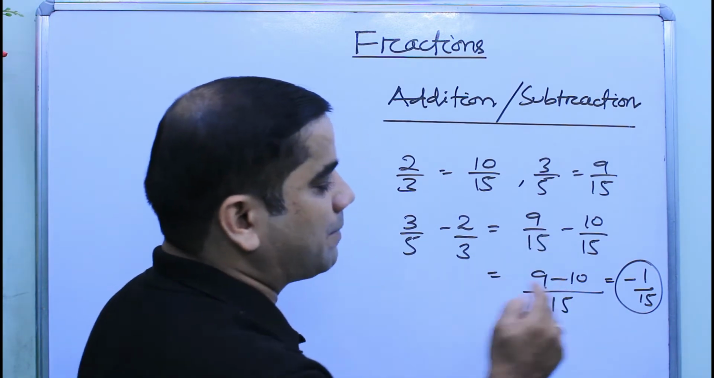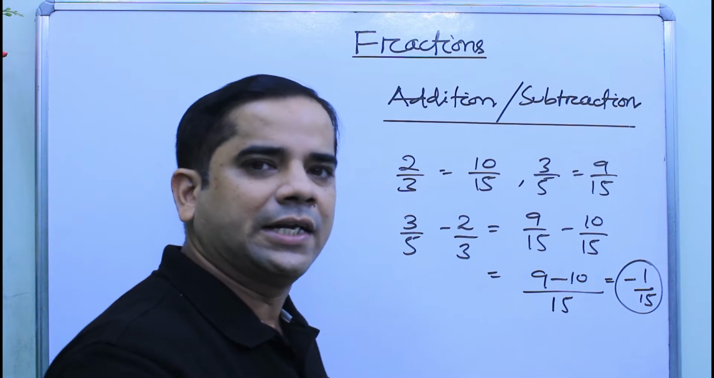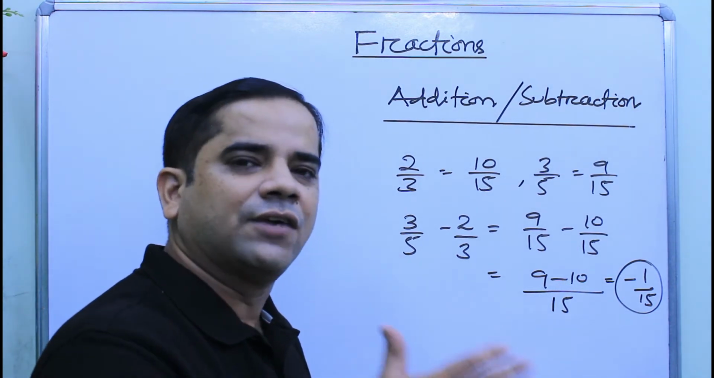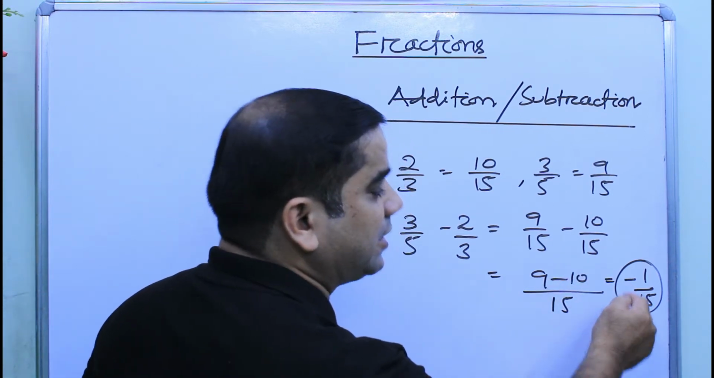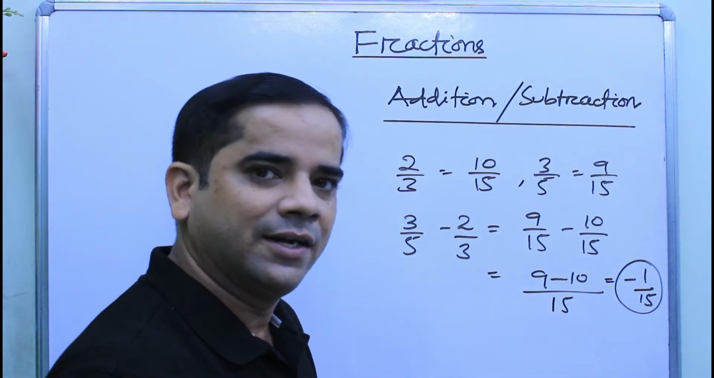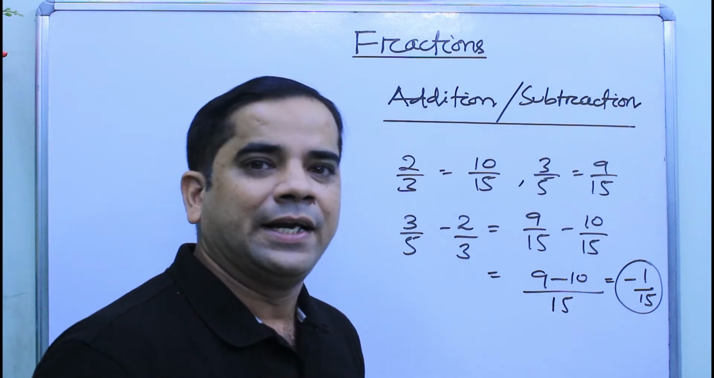So minus 1 by 15 is a rational number. We will discuss rational numbers later on. We can also subtract a greater fraction from a smaller fraction, no worries. But it will not be a fraction. It is a rational number, or a negative fraction we can say. So students, this is one of the ways we can add or subtract multiple fractions.